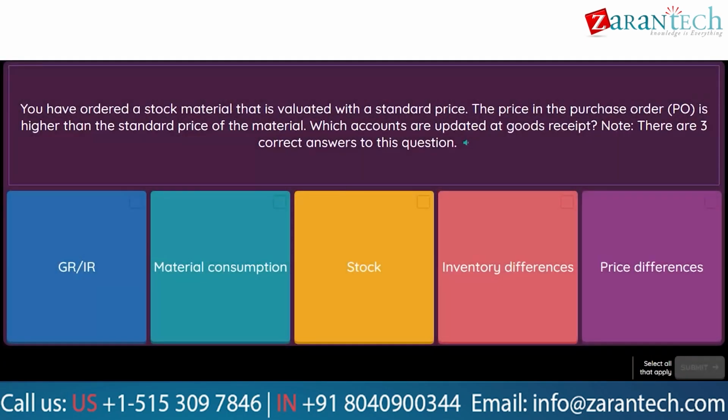Question: you have ordered a stock material that is valuated with a standard price. The price in the purchase order, PO, is higher than the standard price of the material. Which accounts are updated at goods receipt? Note, there are three correct answers to this question. Option 1, GR/IR. Option 2, material consumption. Option 3, stock. Option 4, inventory differences. Option 5, price differences.